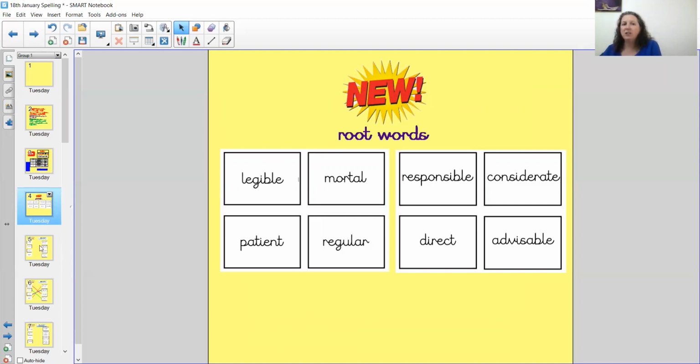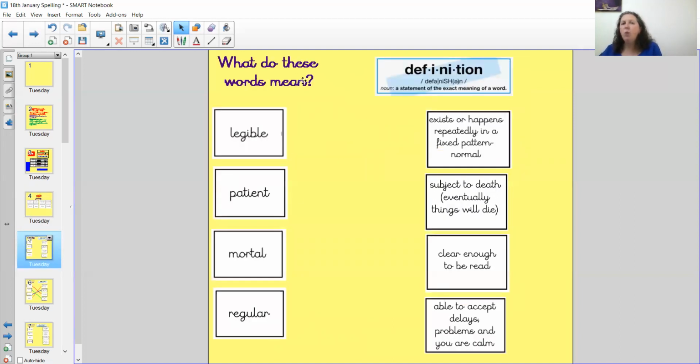What I would like you to do is just have a think. What do these words mean? I've had to split them into two, so we've got four on this slide, and then the next one will be another four. I have the root word here and a variety of definitions. See if you can match the root word to the definition. If you want to pause it whilst you do that, that would be great.